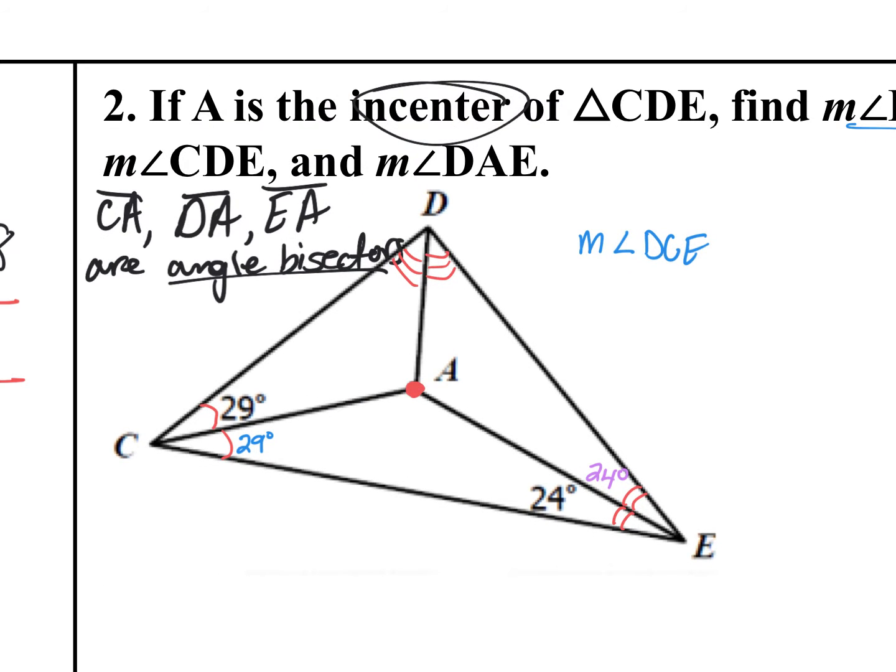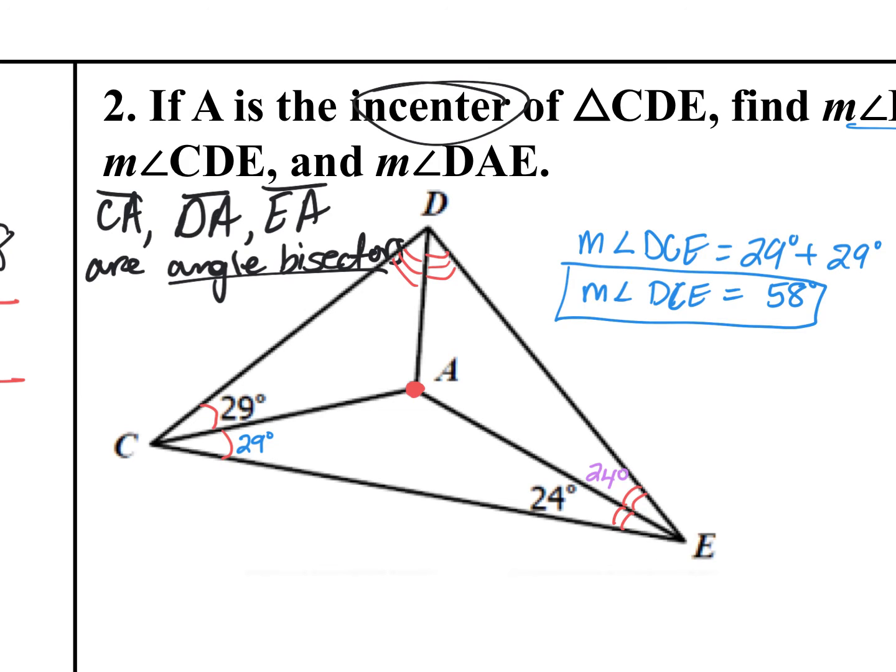DCE is this whole entire angle right here, which is 29 plus 29. So measure angle DCE equals 58 degrees. All right, now let's go ahead and find the next angle, and the next angle is CDE. Okay, CDE. That's this whole angle right here.